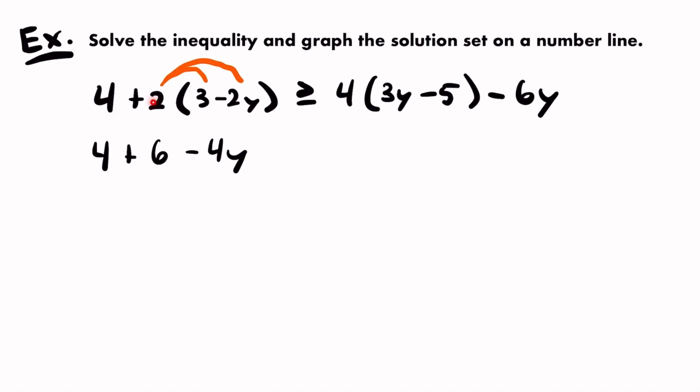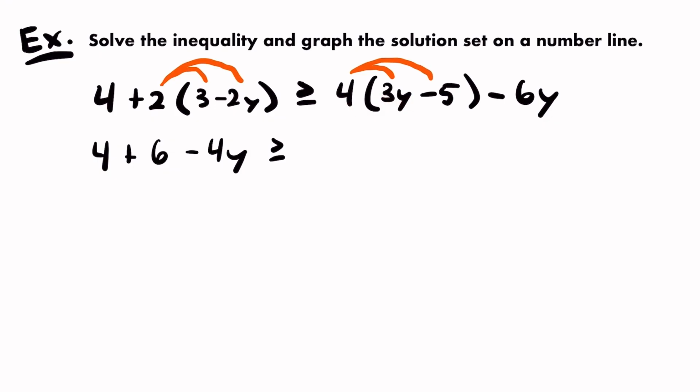Right? If you multiply 2 by the coefficient of that variable term, 2 times negative 2 is negative 4, so you have negative 4 times y. All right, and then that will be greater than or equal to 4 distributed through these parentheses. So we need to multiply 4 by 3y and multiply it by negative 5.